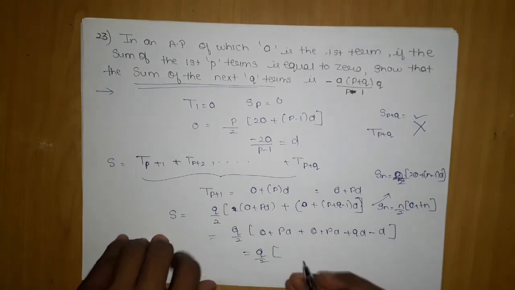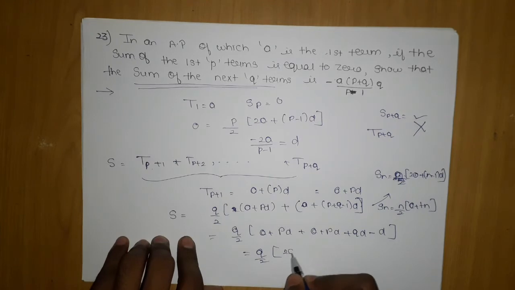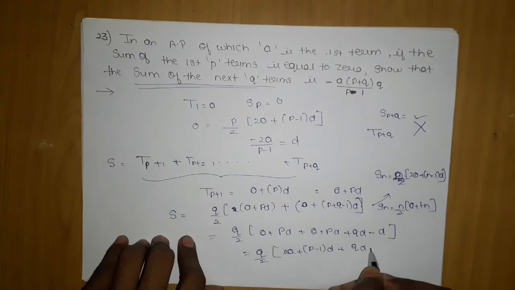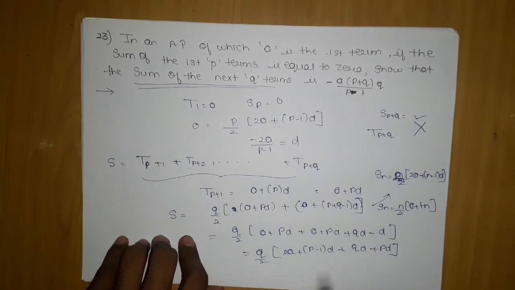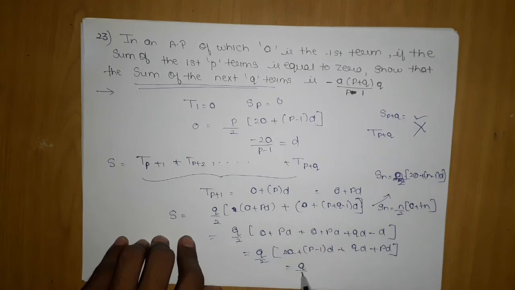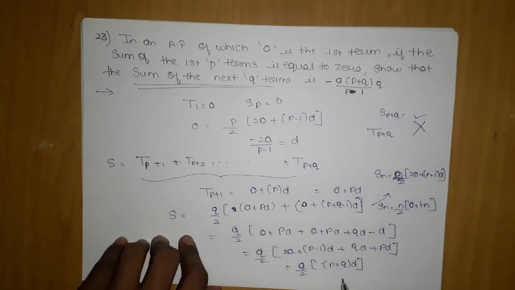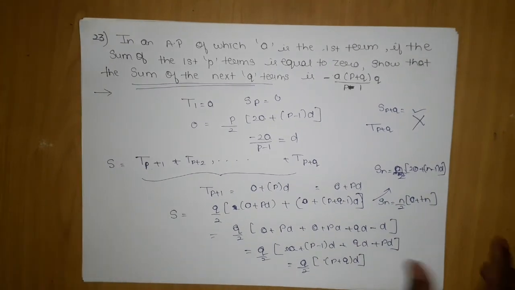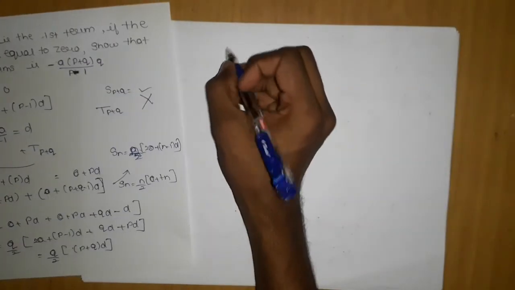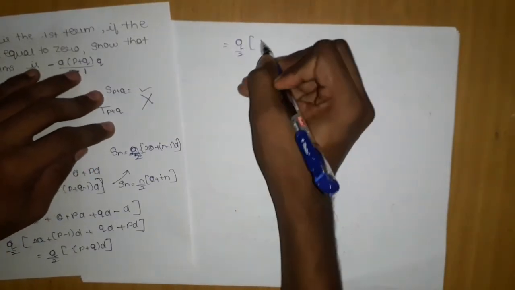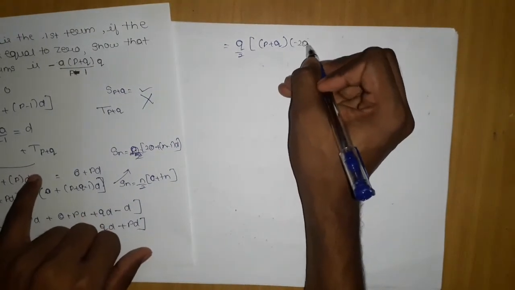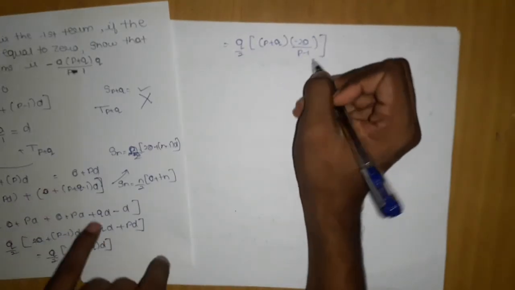Okay, what we have is 2a plus (p minus 1) into d plus qd plus pd, giving us finally (q by 2) into (p plus q) into d. So we are getting this, which will end up giving me the d value. Now we will substitute the d value and get (q by 2) bracket (p plus q) into d. D is what, minus 2a upon (p minus 1). Okay, which is this thing.